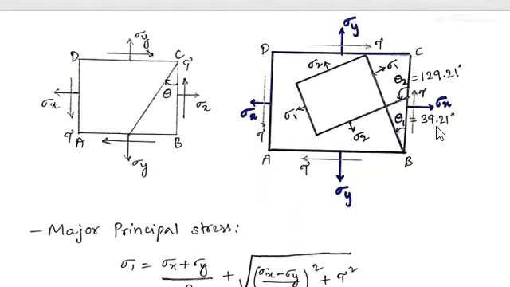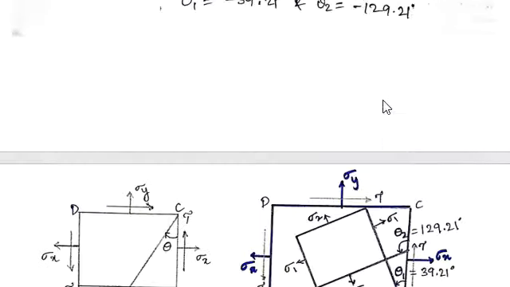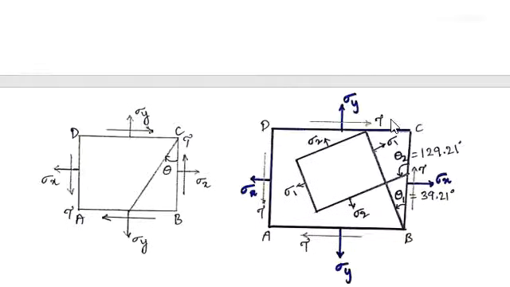So theta 1 value is minus 39, which means you have taken it in the anti-clockwise direction. So simply you can write here theta 1 is 39.21 degrees. This is the major principal plane location with respect to this BC in this direction. On this plane, or a plane parallel to this plane, you will get sigma 1, the major principal stress, and the theta 2 value we got is minus 129.21.